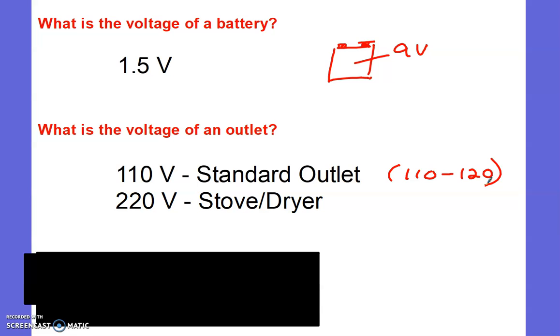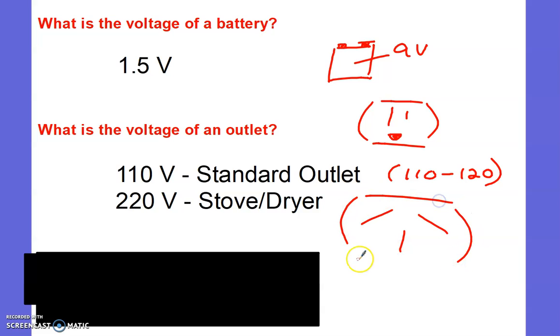But there are those 2 outlets, your stove and your dryer, which do operate on a higher voltage, and those are somewhere between like 220 and 240 volts. They require a higher amount of voltage. Your typical outlet looks something like this. And your stove and your dryer, it depends. They don't all look the same. It might look something like this here. But they come in all different varieties.